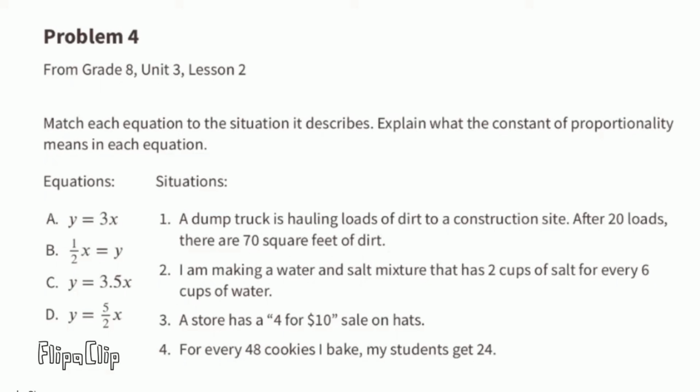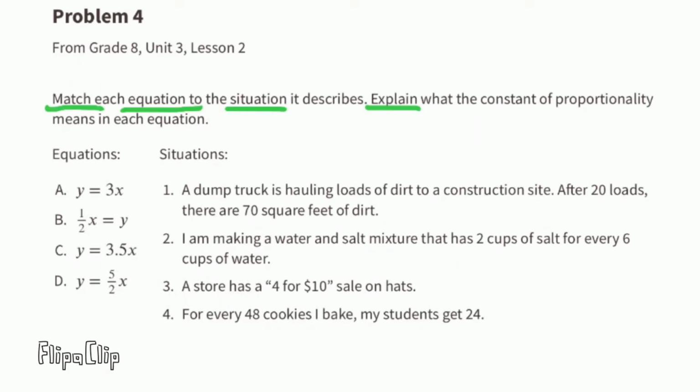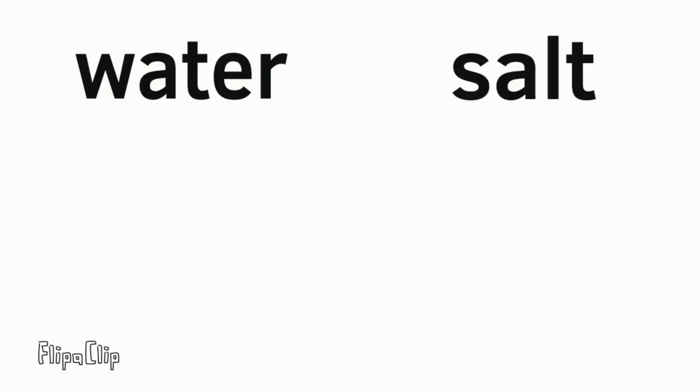Problem number 4 from 8th grade, Unit 3, Lesson 2. Match each equation to the situation it describes. Explain what the constant of proportionality means in each equation. I can match equation A, y equals 3x, with situation 2. I am making a water and salt mixture that has 2 cups of salt for every 6 cups of water. We have cups of water and cups of salt. There are 6 cups of water and 2 cups of salt.